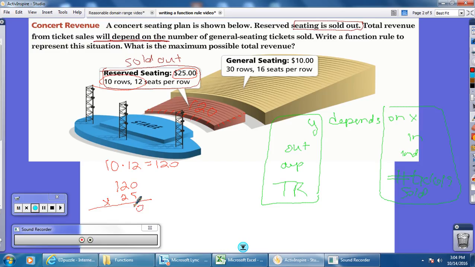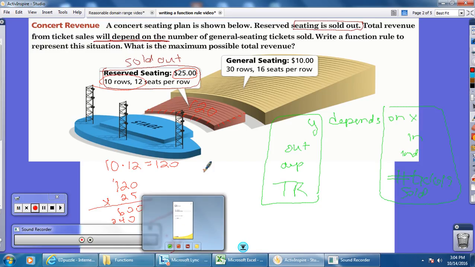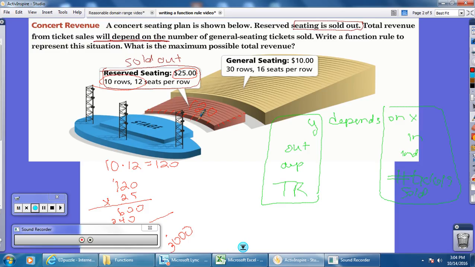5 times 0 is 0. 5 times 2 is 10. 5 times 1 is 5 plus 1 is 6. 2 times 0 is 0. 2 times 2 is 4. 2 times 1 is 2. So when I add that up, that's $3,000. You guys check me with your calculators. So all of this is already $3,000. Now, we still have to figure out what's going on up here.